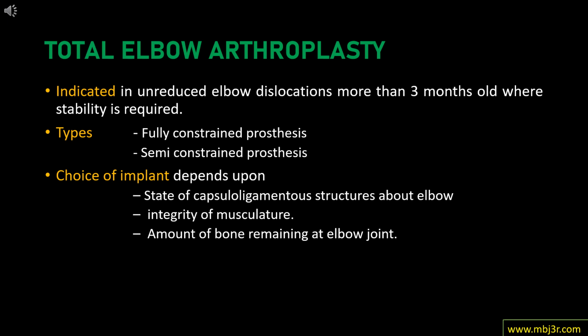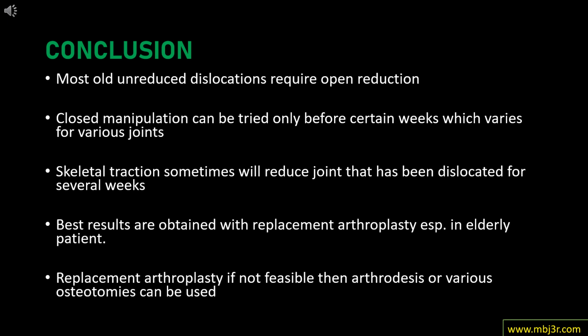Conclusion: most old unreduced elbow dislocations require open reduction. Closed manipulation can be tried only before certain weeks, which varies for various joints. Skeletal traction sometimes will reduce the joint that has been dislocated for several weeks. Best results are obtained with a replacement arthroplasty, especially in elderly patient. If replacement arthroplasty is not feasible, then arthrodesis or resection arthroplasty can be used.